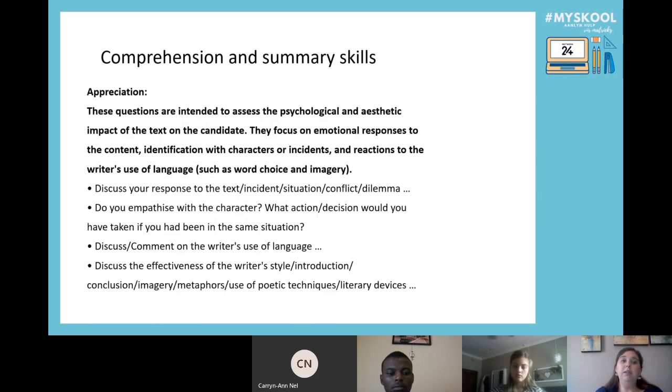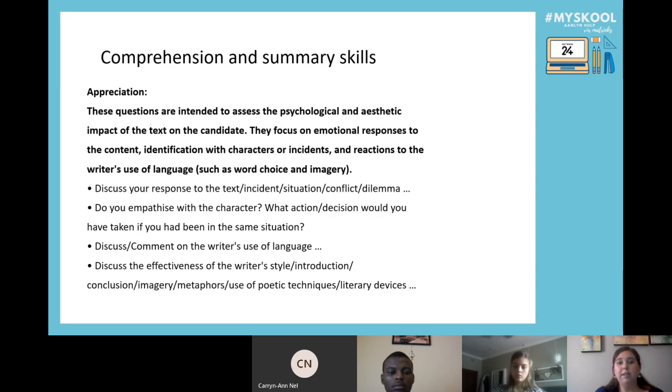Okay. Then the last one, appreciation. Evaluation means saying it's good or bad. Appreciation means saying, yes, I like it because. And this mostly has to do with the language in the text. Discuss your response to the text. Do you empathize with the character? Is he human to you?